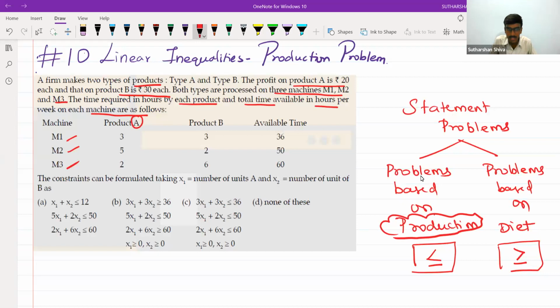This x, y equal to value. Less than 3x plus 3y, 5x plus 2y, 2x plus 6y is less than or equal to 60. Always x is greater than or equal to 0, y is greater than or equal to 0.